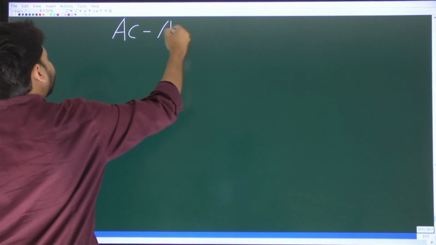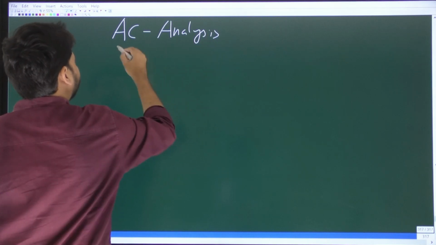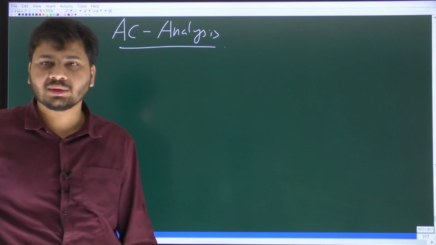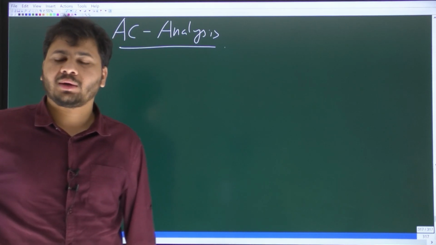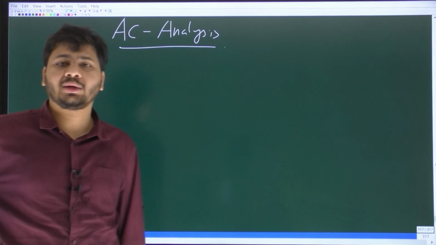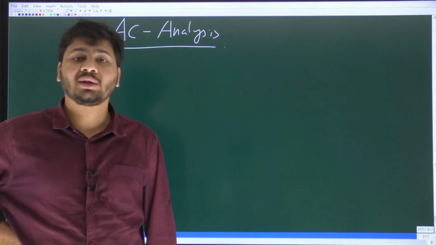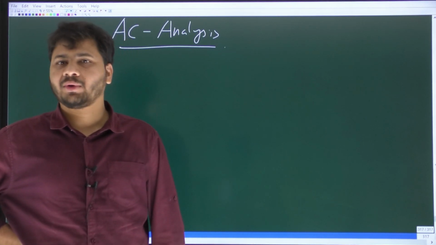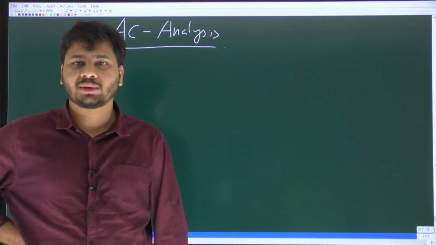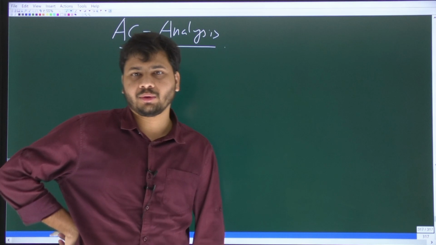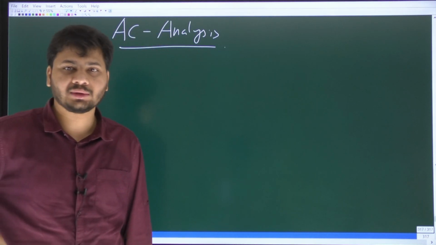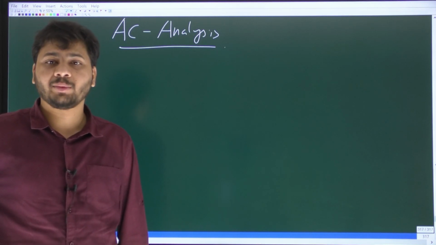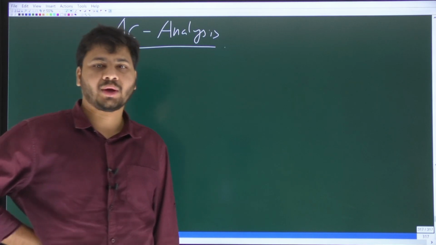So let us now get started with the topic of AC analysis. So what is this AC analysis? So far, if you recall, all the circuits have been driven by DC sources. We studied first order circuits, we studied second order circuits. Before that, we studied a number of important circuit theorems. But in every circuit, we only had DC sources driving the circuit. Now we are going to look at the same circuits, but they will be driven by AC or sinusoidal sources.